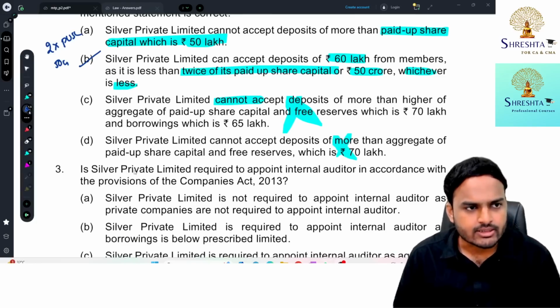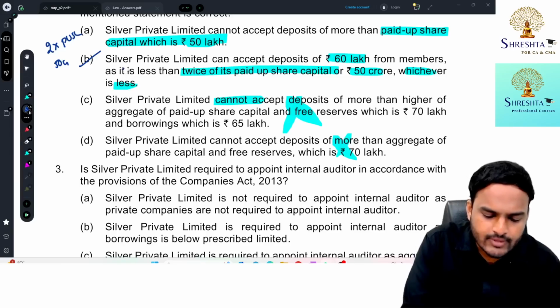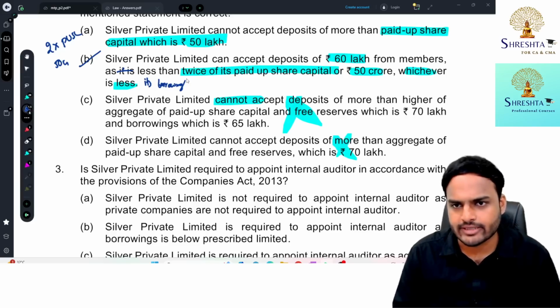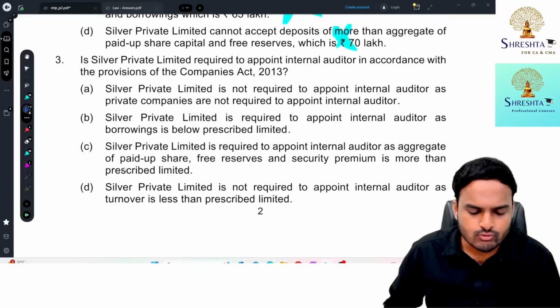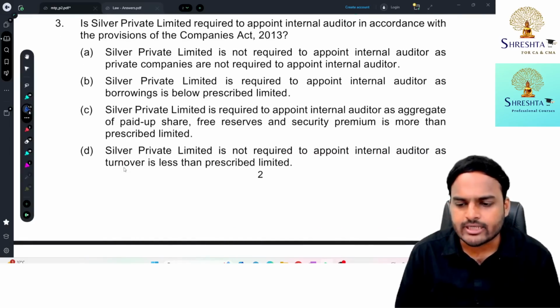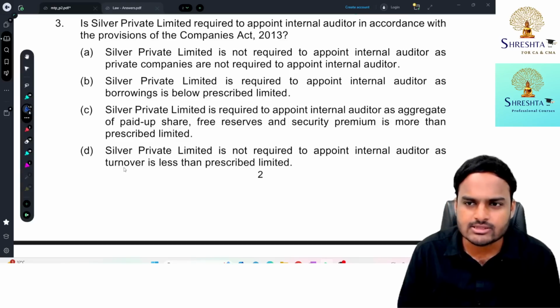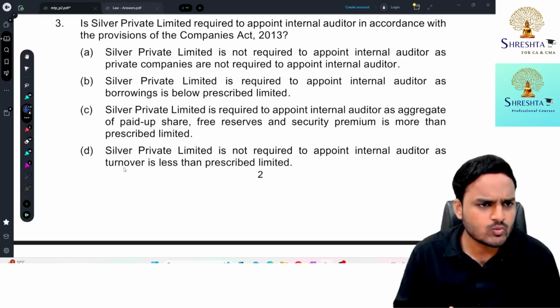Option B is the correct answer. One small modification. Here the word is borrowings. Next one, Question 3. Is Silver Private Limited required to appoint an internal auditor in accordance with the provisions of Companies Act 2013? Answer is no.